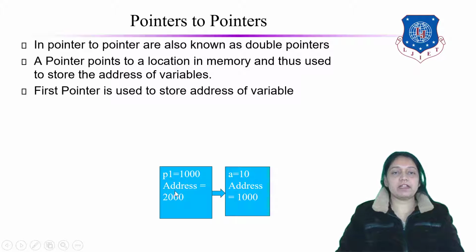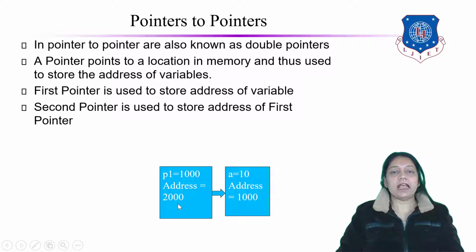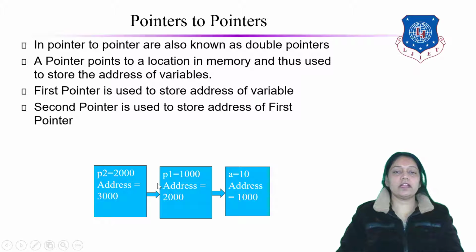P1 is itself stored at some memory address, say for example it is at 2000. So our first pointer has been done. Now we have a second pointer which is going to store the address of the first pointer. It means that we have a pointer P2 which is going to store the address not of a variable but of a pointer, that is P1. P1 is at address 2000, which means P2 will have the address of another pointer, P1, which is equal to 2000. P2 is again located at some memory address. Here P1 is a simple pointer and P2 is a double pointer.